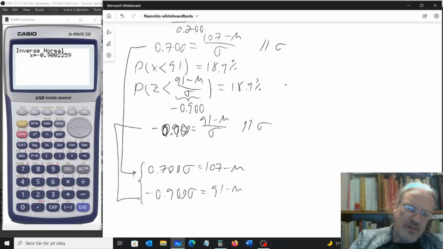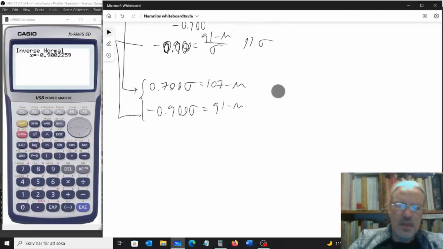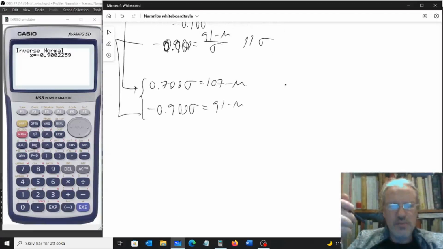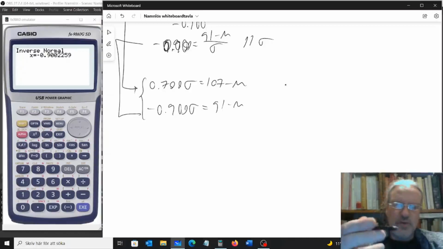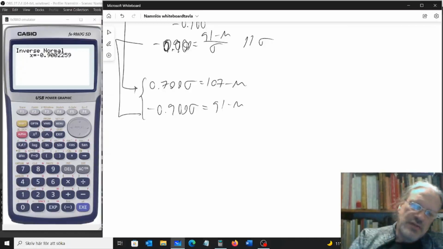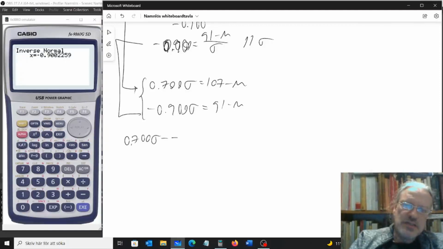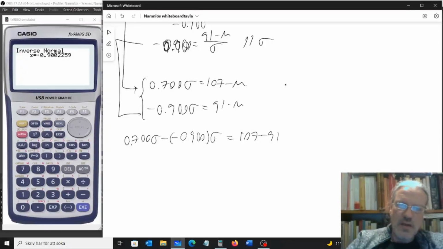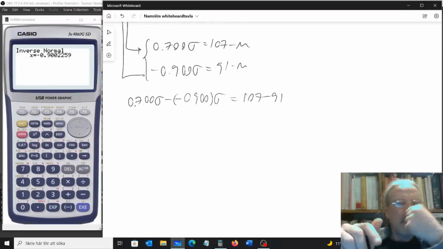So we have a system of equations. And to get rid of the mu, for example, I could take one of the equations minus the other. So I will take the upper equation minus the lower one. So that will give us 0.700 sigma minus, since we take the top one minus the lower one, minus 0.900 sigma equals 107 minus 91. And the mu's will disappear.